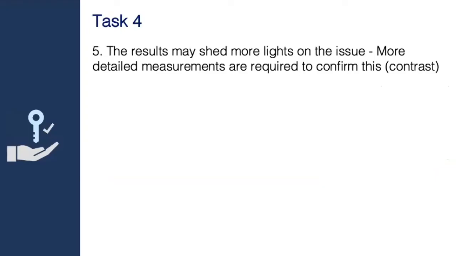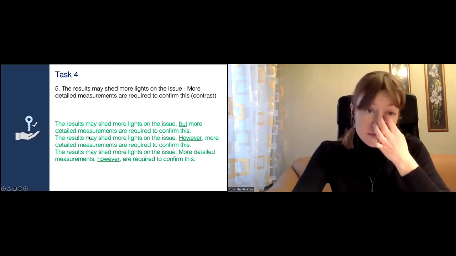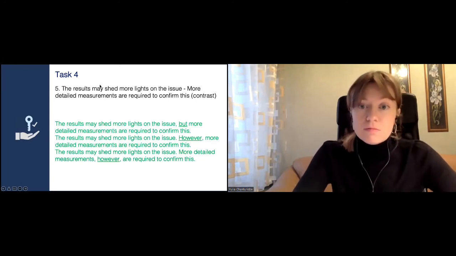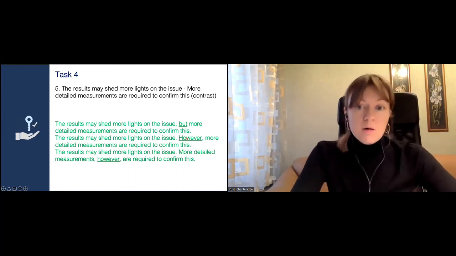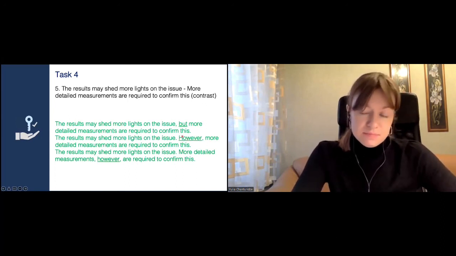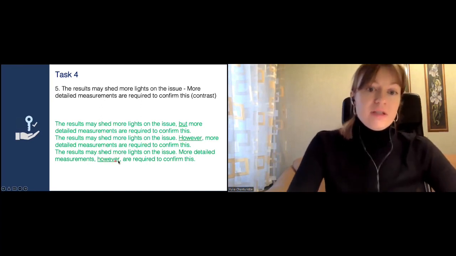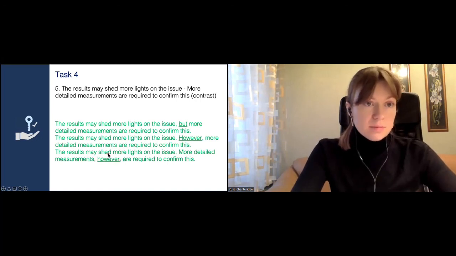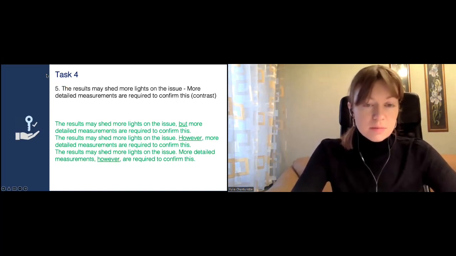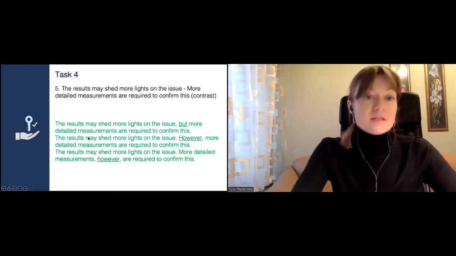So sentence 5. I have several versions. One of them with but. Again, don't forget about the comma. One has been mentioned already with however starting a sentence, or you can use however inside the sentence, but again, I use commas, like we had an example when we were discussing the differences.